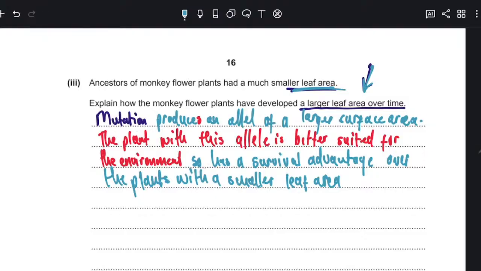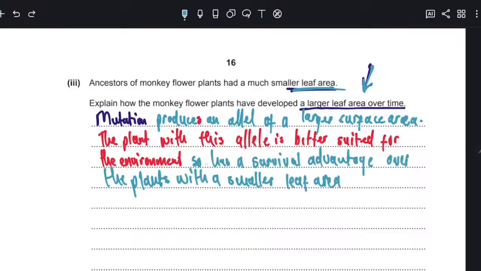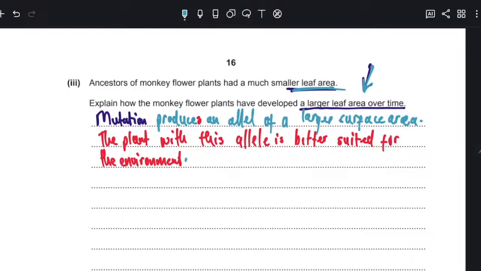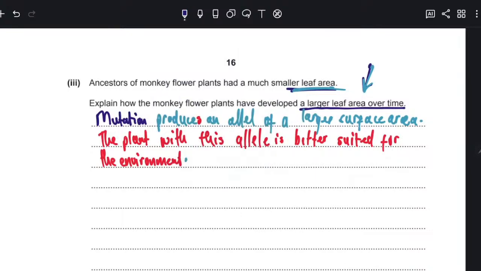Let me say this. I'm going to write this in steps because there's a statement which we are skipping. It is better suited for the environment. Yes. Now you're going to say, talk about competition. Say, the plants produce many offspring.